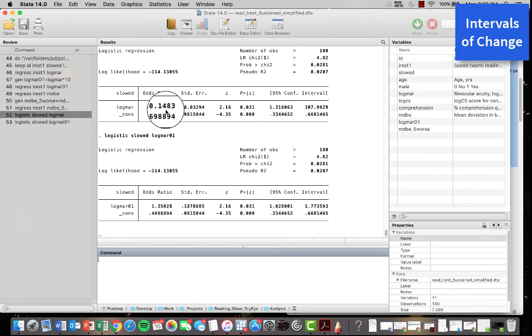And there's no way to linearly transform this. You'd actually have to do exponents and other things, and it's really not worth your time. So it's going to be a lot easier simply to transform the variable rather than transforming the odds ratios and the confidence intervals.